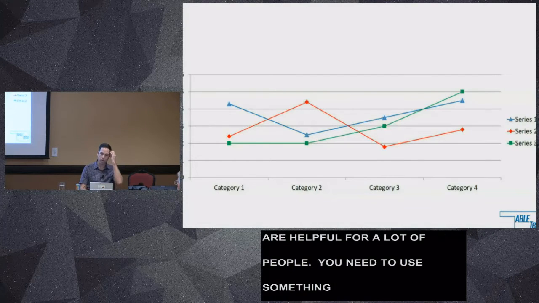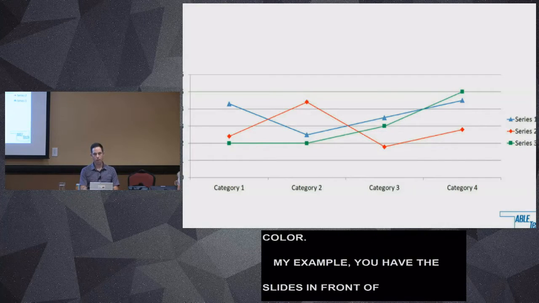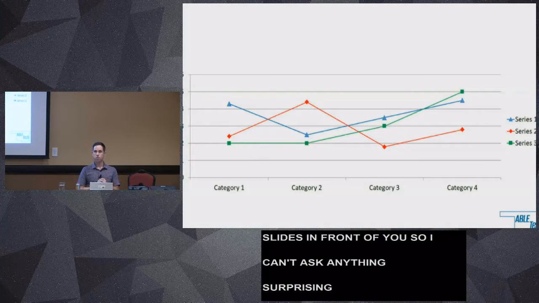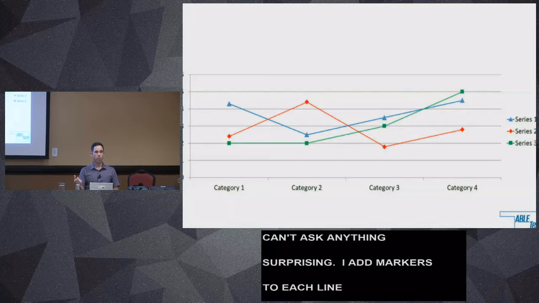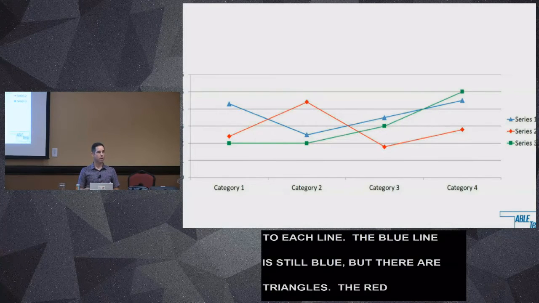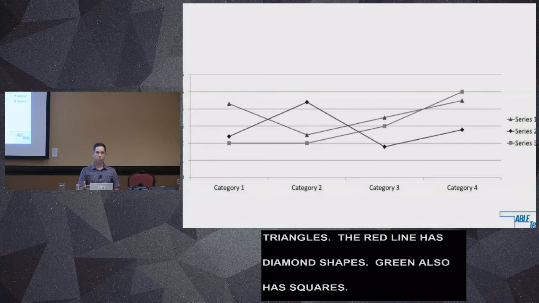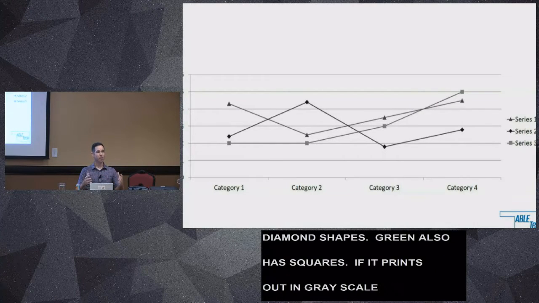So my example, you already have the slides in front of you, so I can't really ask anything surprising. In my example, I just add markers to each line. So now the blue line is still blue, but there are also triangles along it. Red line is also red, but there are diamond shapes. Green line, still green, but now just squares. So if it prints out in grayscale, or if someone can't perceive the difference in color, they can still tell which line is which.